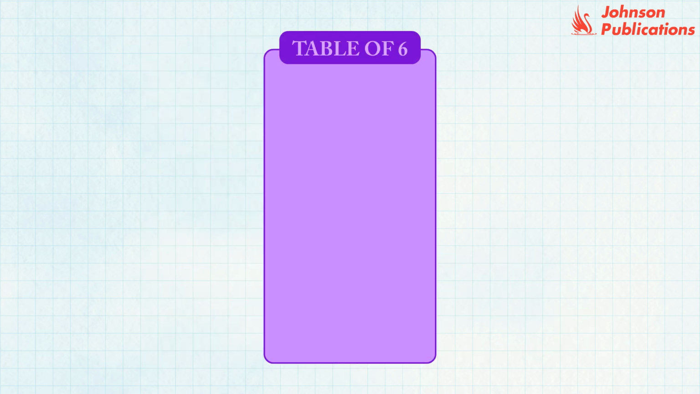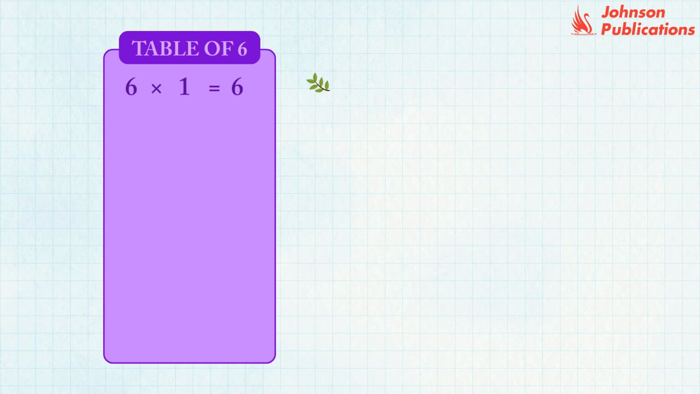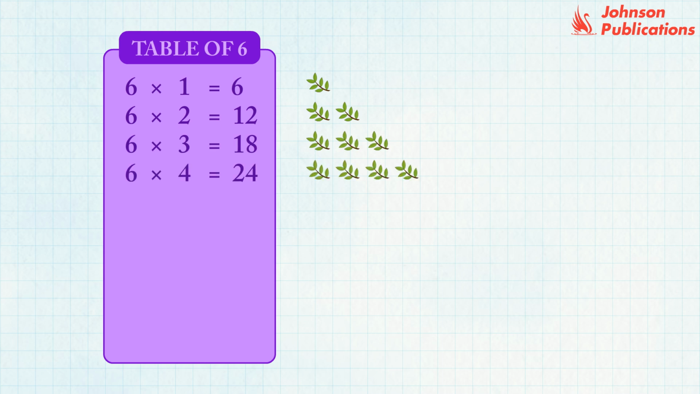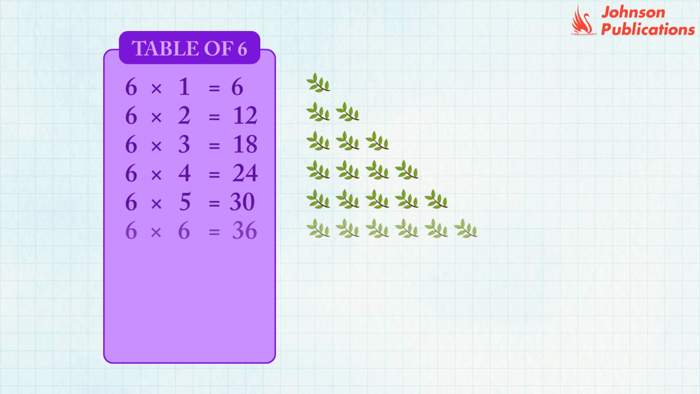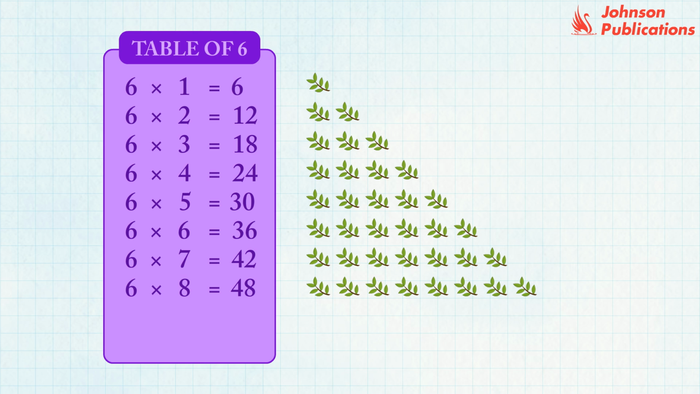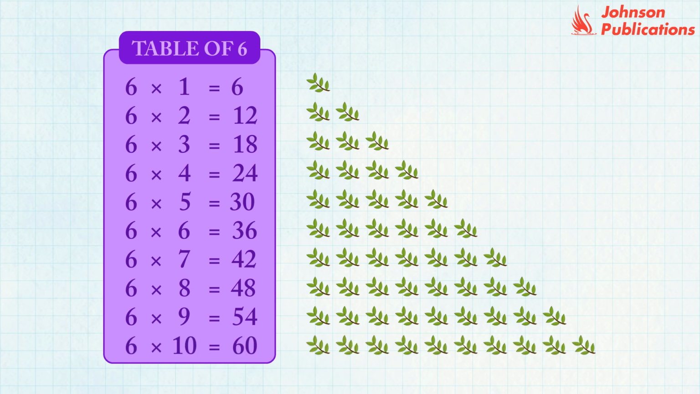Now, let us learn the table of 6. 6 times 1 is 6. 6 times 2 is 12. 6 times 3 is 18. 6 times 4 is 24. 6 times 5 is 30. 6 times 6 is 36. 6 times 7 is 42. 6 times 8 is 48. 6 times 9 is 54. 6 times 10 is 60.